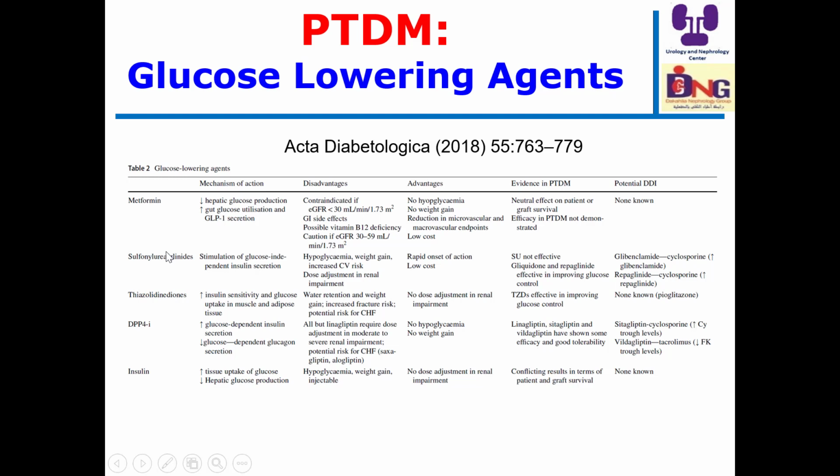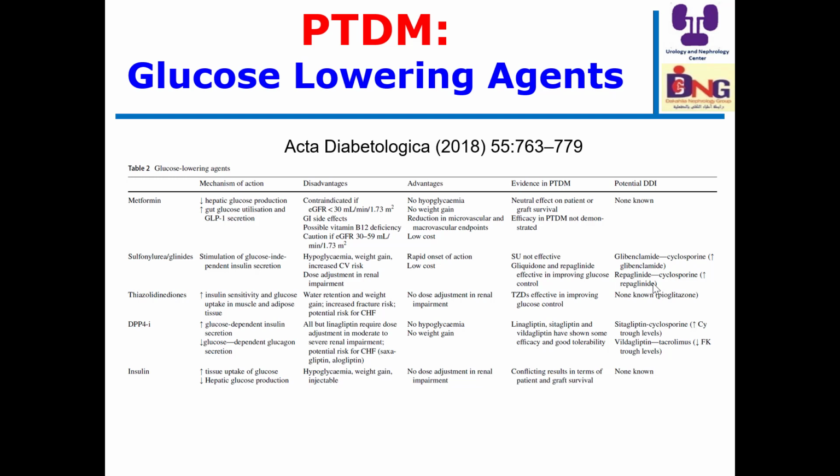Regarding sulfonylurea, you can read here the disadvantages, hypoglycemia and weight gain, and the advantages, rapid onset of action and low cost. Here, sulfonylurea not effective. This drug and repaglinide are effective in improving glucose control. So this is sulfonylurea and glinides. Here, repaglinide is not a sulfonylurea, it is a non-sulfonylurea insulin secretagogue. But look here, glibenclamide: cyclosporin increased glibenclamide, and cyclosporin increased repaglinide. So this is why it's better to avoid combining repaglinide with cyclosporin.